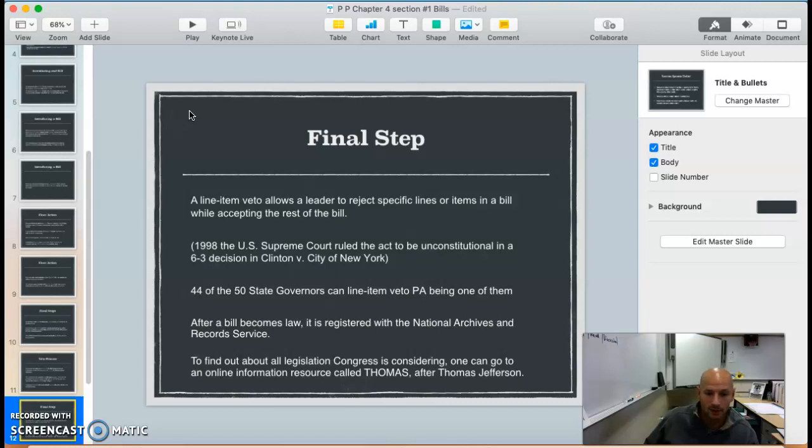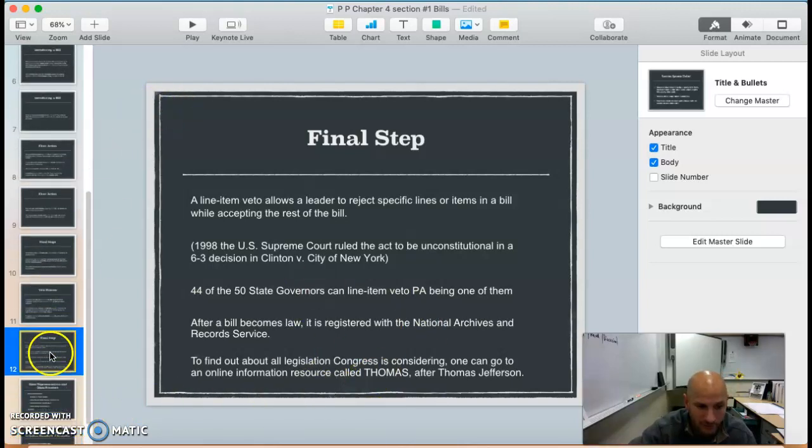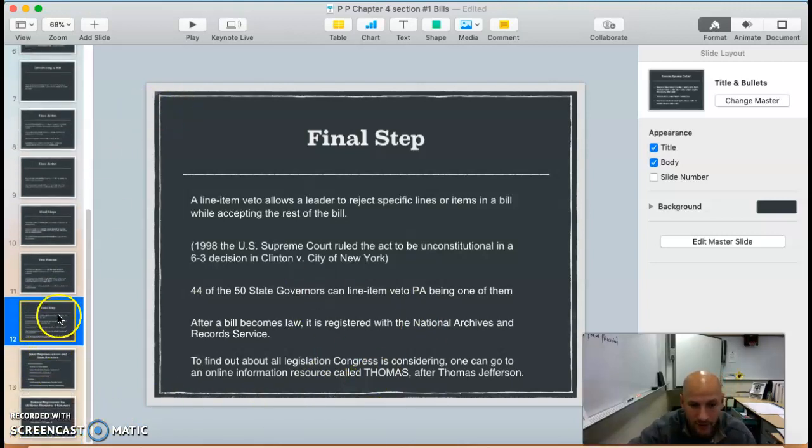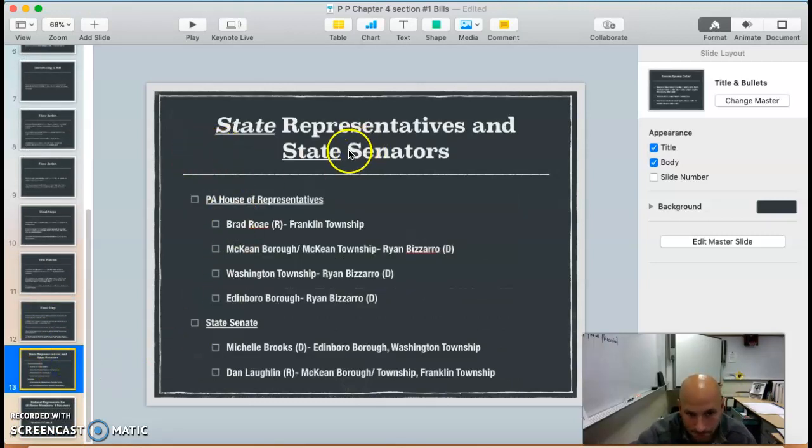After a bill becomes law, it is registered with the National Archives and Records Service. You can go to something called Thomas, which registers every bill that's been voted on in the United States of America, obviously named after our third president, Thomas Jefferson, as we talked about him.